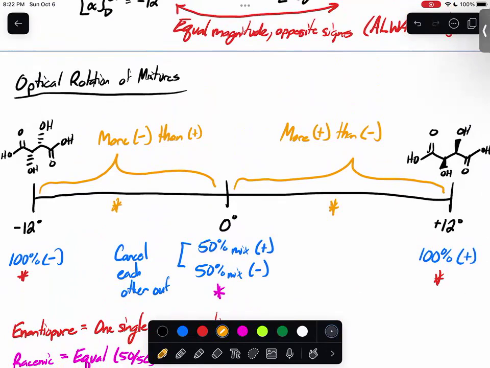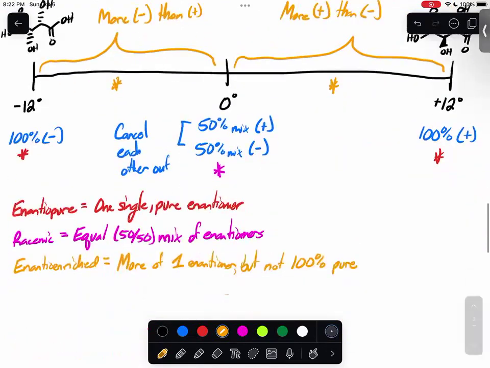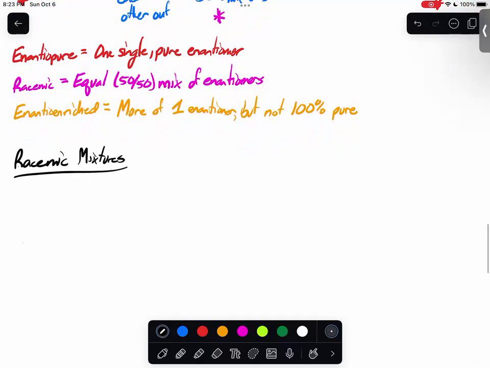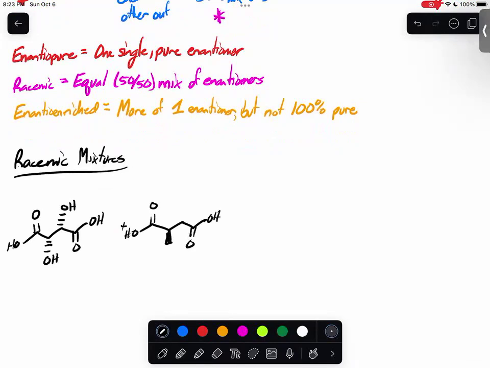But the first thing we need to do before we get there is we need to talk about racemic mixtures, right? Because I want to make this very clear before we move on and talk about other important concepts. So if you have a mixture of two enantiomers, right, such as these two tartaric acid enantiomers we've been looking at, and it is a perfect mixture, right? So let's say we have 50% of the plus and 50% of the minus. What we're going to end up seeing is that there's a shorthand way of drawing this.